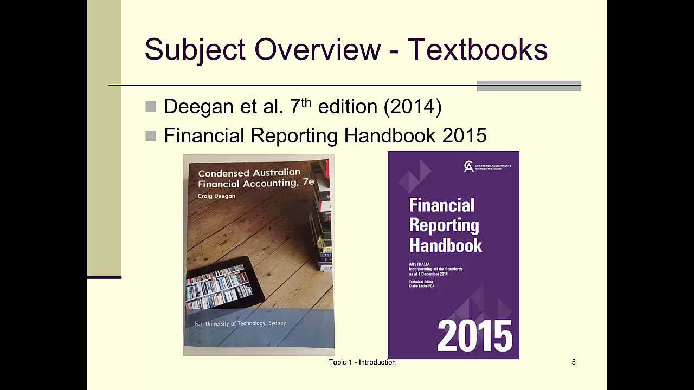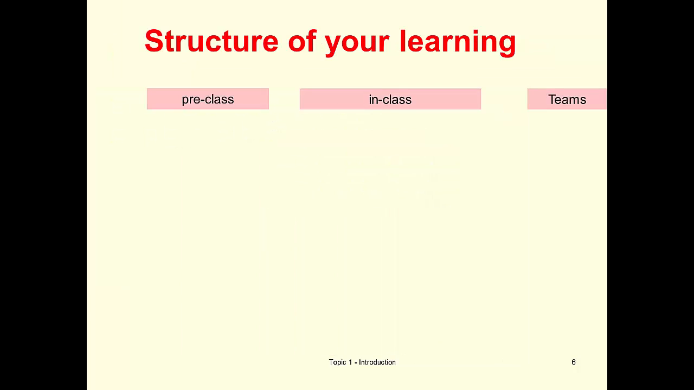you need. The Financial Reporting Handbook contains all accounting standards that are relevant for this subject. However, you don't need to buy it. We don't let you take the handbook into the exam, and all of the standards are available on the web on the AASB website, the Australian Accounting Standards Board. So if you feel like spending some money, go ahead and buy the Financial Reporting Handbook, but don't feel that it is necessary.